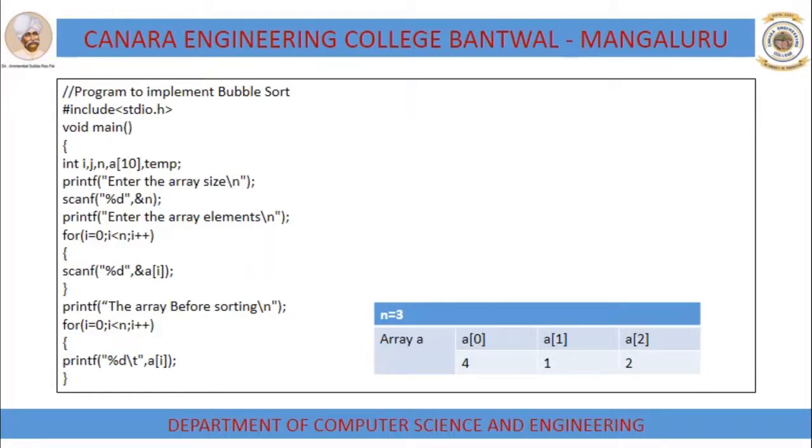printf("%d", a[i]), a of 1, the value is 1. I give \t, so one tab space will be left and value 1 will be printed. Now i is 2, 2 is less than 3, the condition is true, so the control will come inside the printf. Now a of i is a of 2, the value stored is 2, 2 will be printed. i will be incremented by 1, i becomes 3, so 3 is less than 3, the condition is false, so the control will come outside the for loop. Like this, the original contents of the array will be printed.